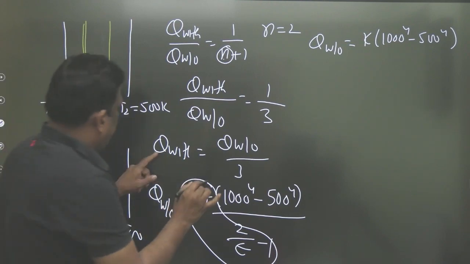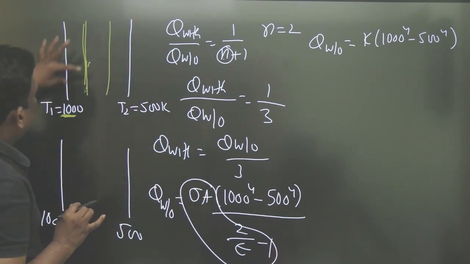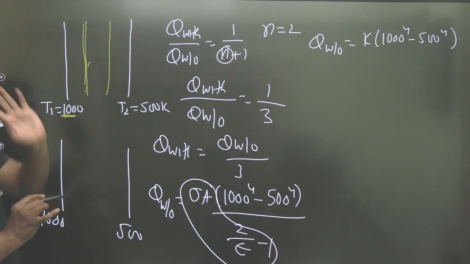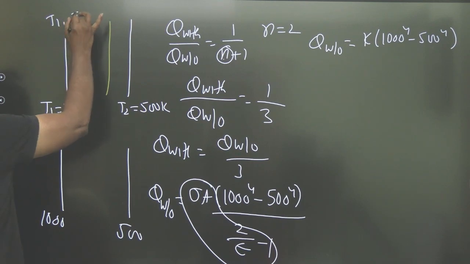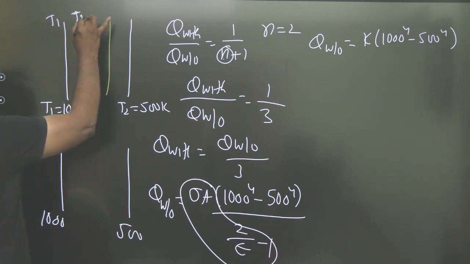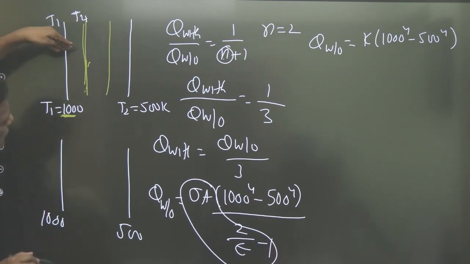Now, if you want with shield, what will be the equation, sirs? Look carefully. What will be the heat transfer? Now, I am using two shields, let us say. What will be the equation? Let this be T1. Let this be T4. I don't know what this T4 is. So I will apply it. I have used two shields.